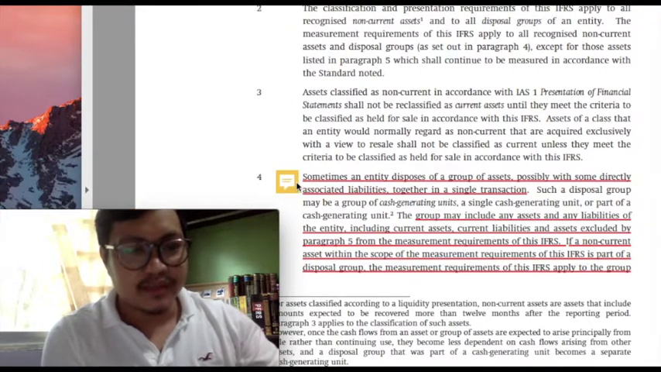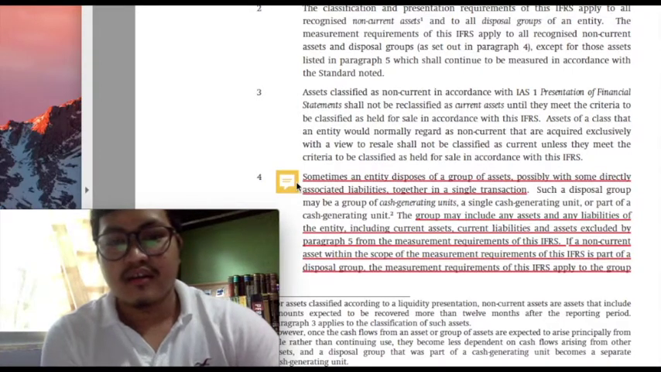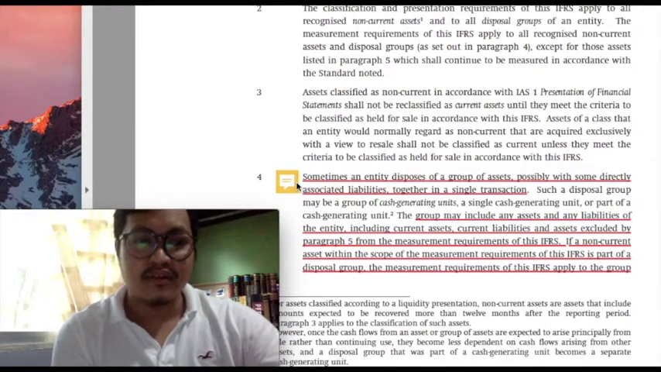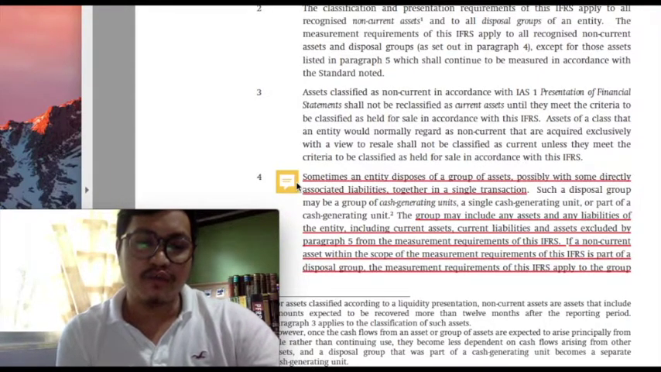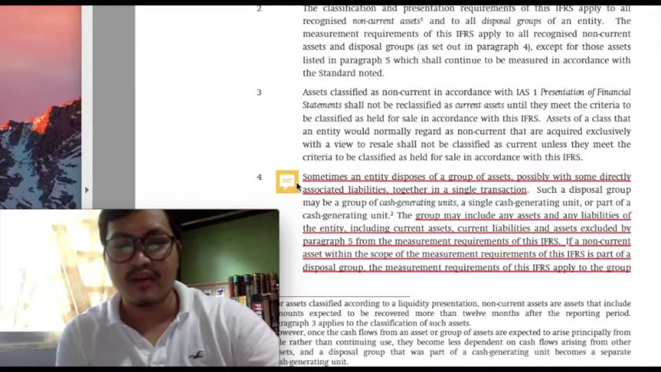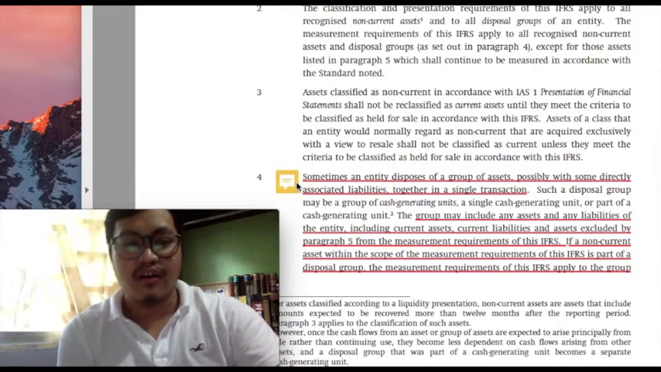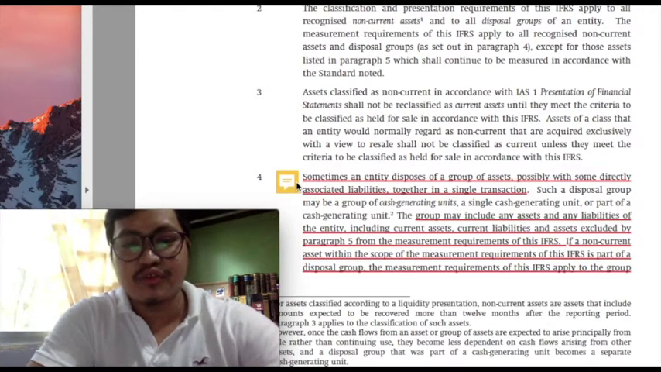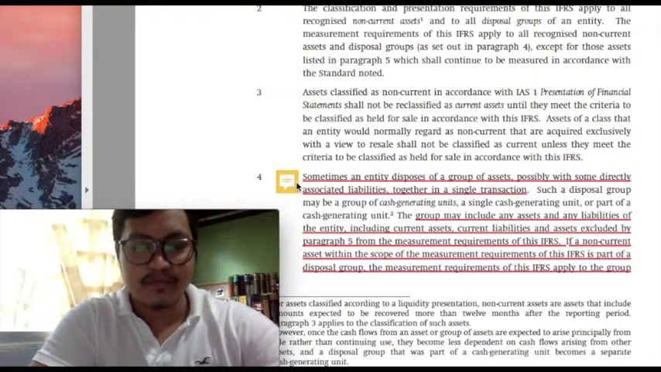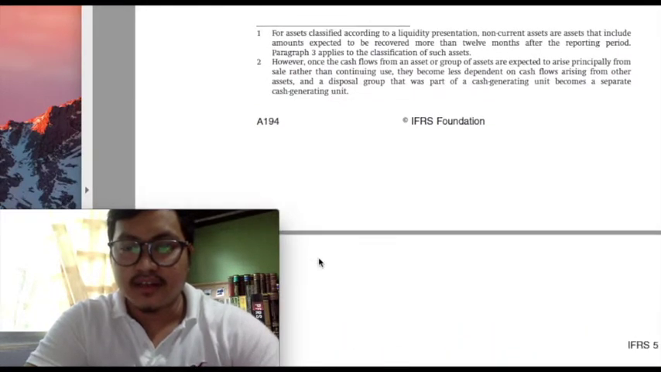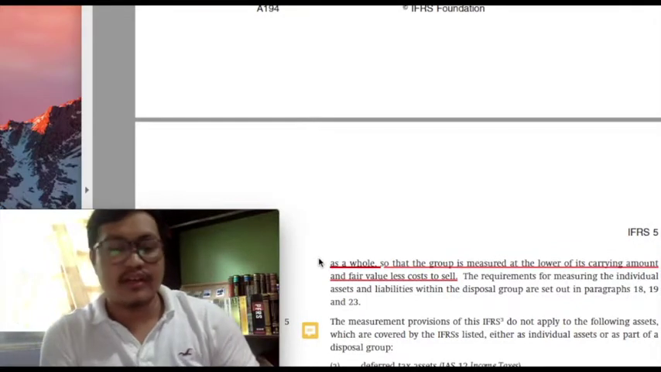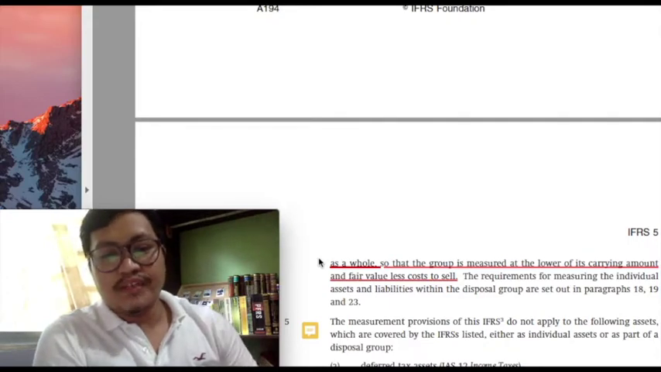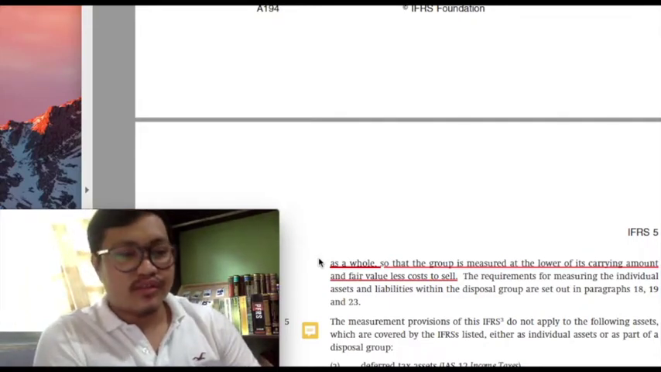If it is part of a group that is capable of producing independent sources of cash, then they should be grouped together. And if you have decided to dispose of the entire group, then all the assets forming part of that group, whether or not it is a current asset or non-current asset, should be included in the grouping. Paragraph 4 also tells us that your non-current assets held for sale and your disposal group are to be measured at the lower of its carrying amount and the fair value less cost to sell.